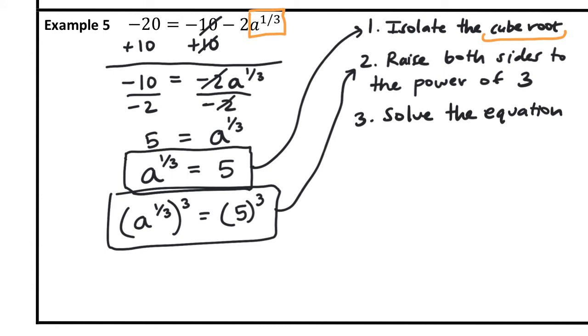So if I solve, the third power and the 1/3 are going to cancel, leaving me with a equals, well, what's 5 times 5 times 5? I know 5 times 5 is 25, and 25 times 5 is 125.